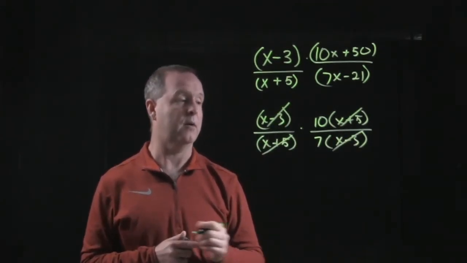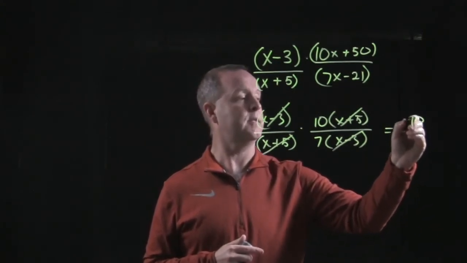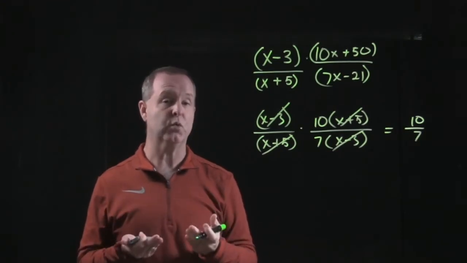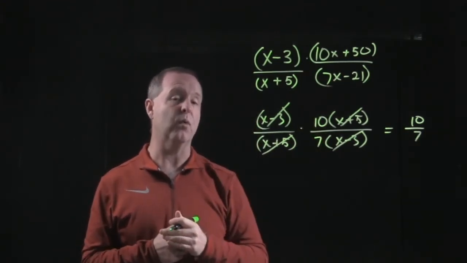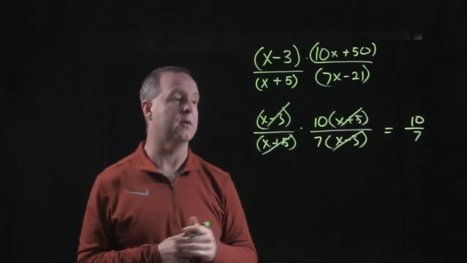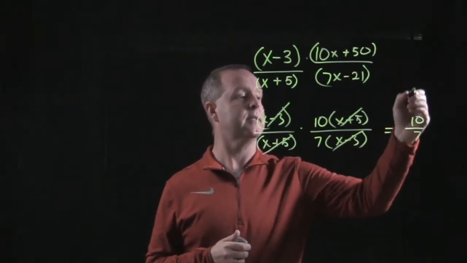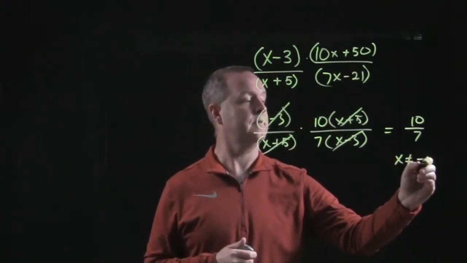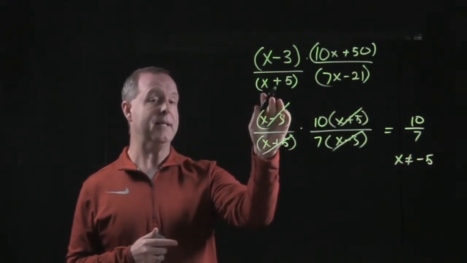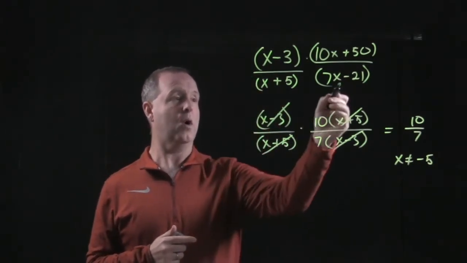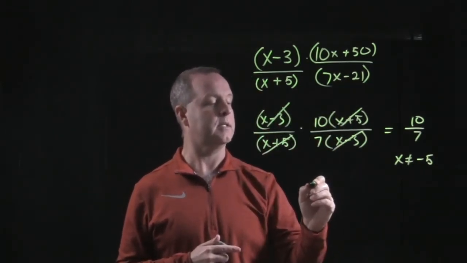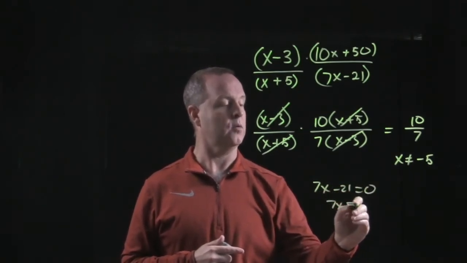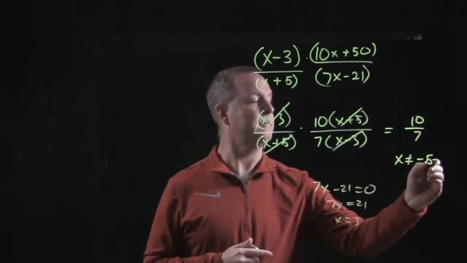So I'm left with a result of 10/7, with the understanding that we had a restriction in our original problem anytime a denominator would equal 0. So this is true for all x's that do not equal negative 5, because if it did, this would be 0 and I would divide by 0, or this one right there, 7x - 21 = 0, 7x = 21, x = 3.